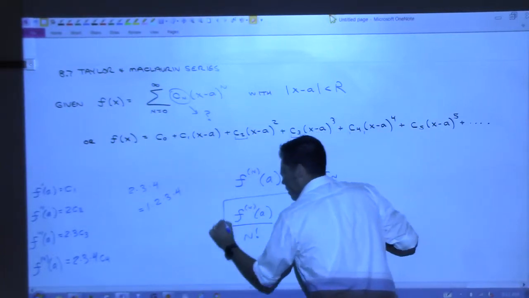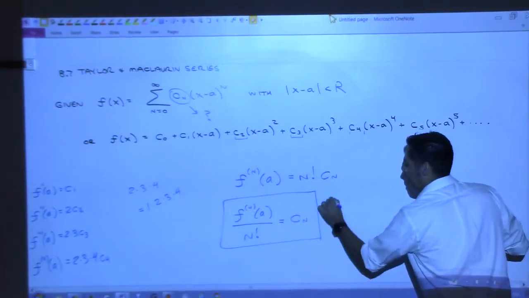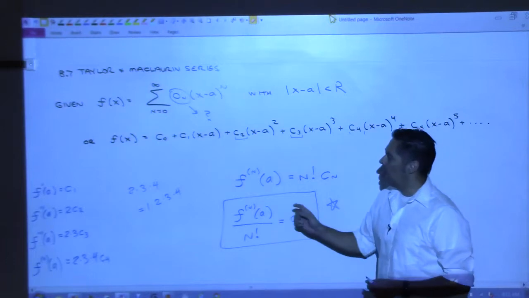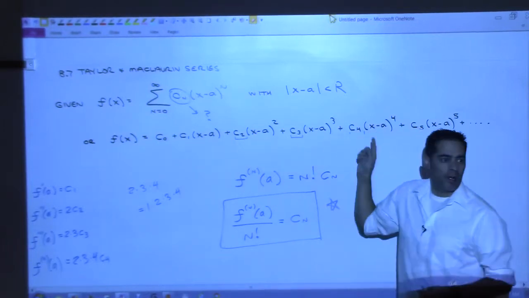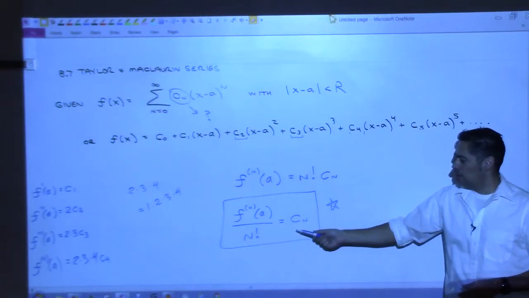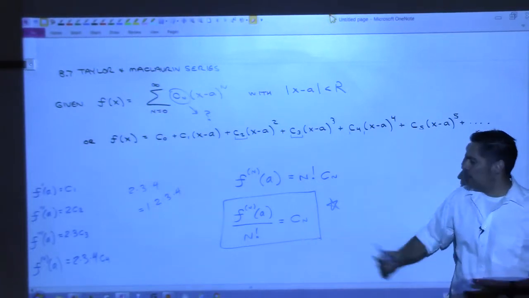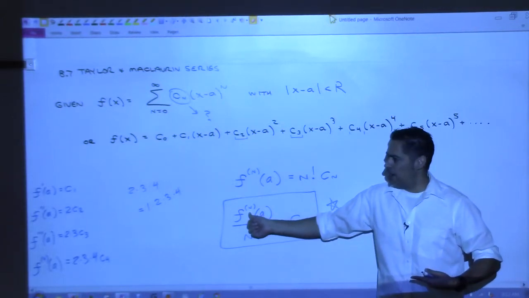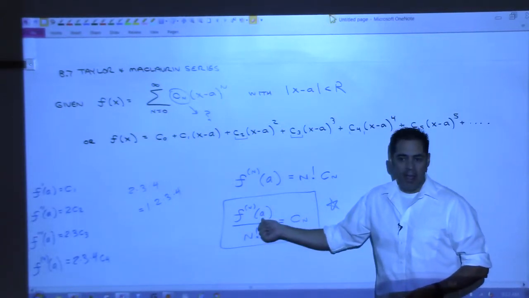There it is. That's the big daddy right there. Given a function, you can always find the constants for its power series by using this formula. Which means that you need to be able to take successive derivatives of the function, right? And evaluate it at a.